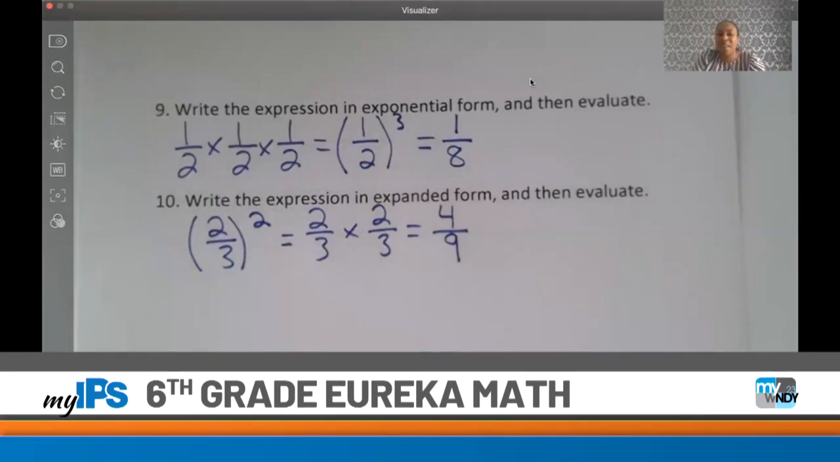Let's do some mental math. What is 5 squared? 25. What is the value of 7 squared? 49. What is the value of 8 squared? 64. What is the value of 1 squared? 1.